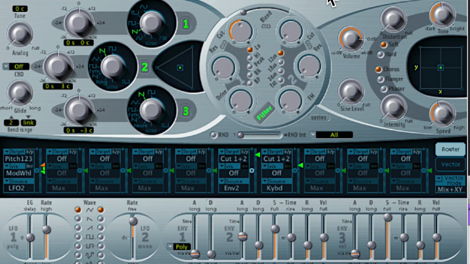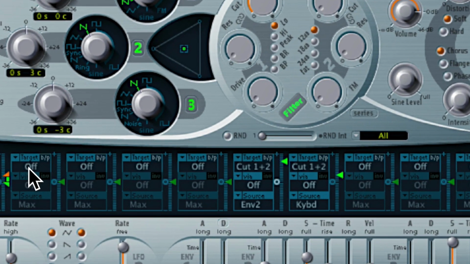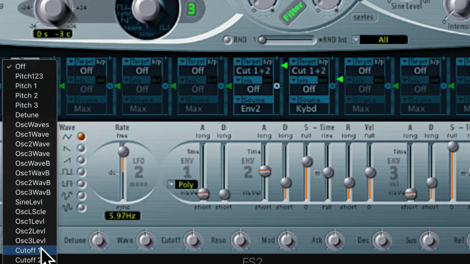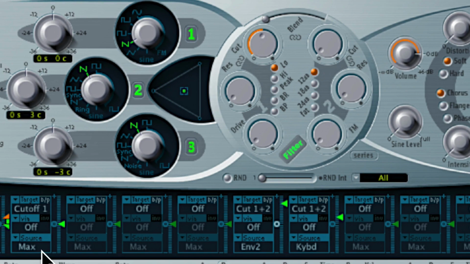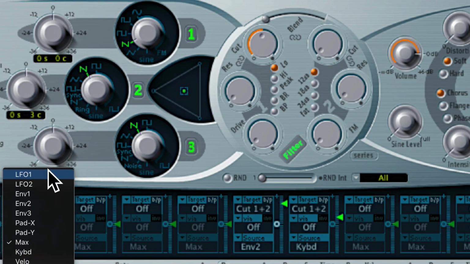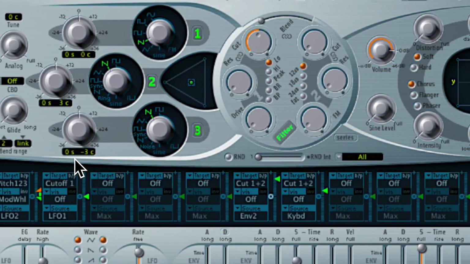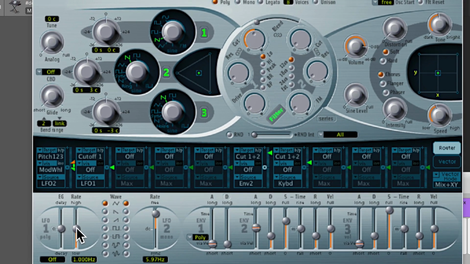So what I'm going to do here is use one of these blank, unused, unassigned modulators here. And the target, of course, is going to be filter cutoff one. That's the filter that we're using. And the source is going to be LFO one. Okay. And we're going to set the rate.